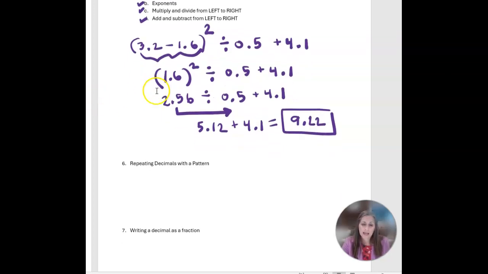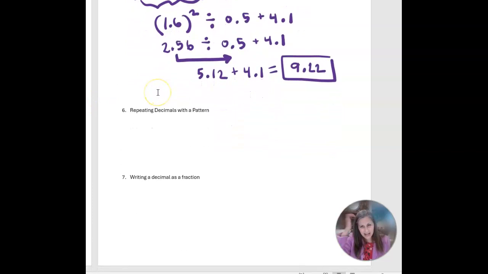All right, really quick, the last thing I want to go over is how do you write a repeating decimal with a pattern? So for example, 1/3. If you put that in your calculator, let's put it in our calculator so we can visually see it. There it is. It's going to give you a repeating decimal with a pattern, okay? It's supposed to keep writing 3s. It goes on forever, 3, 3, 3, 3, 3, 3, 3, 3, 3.